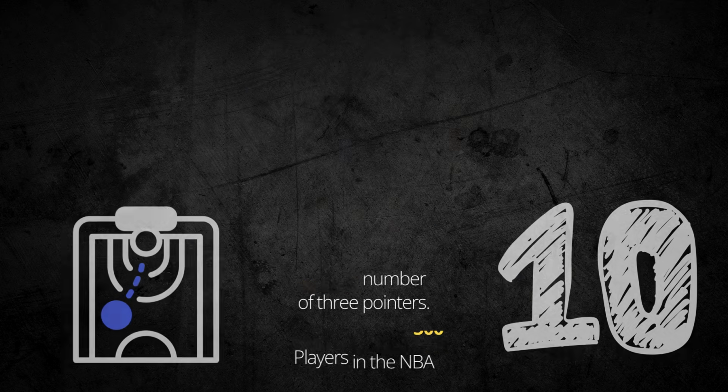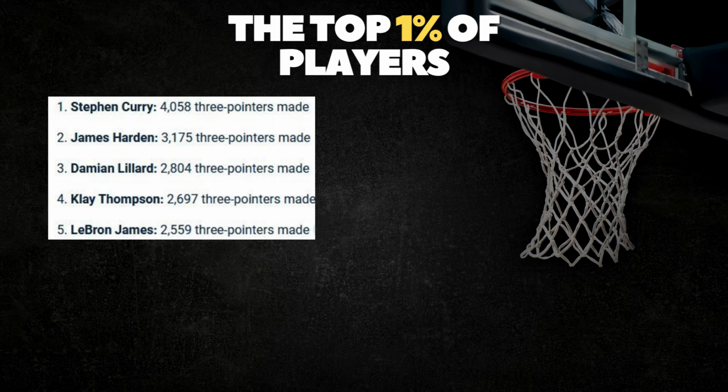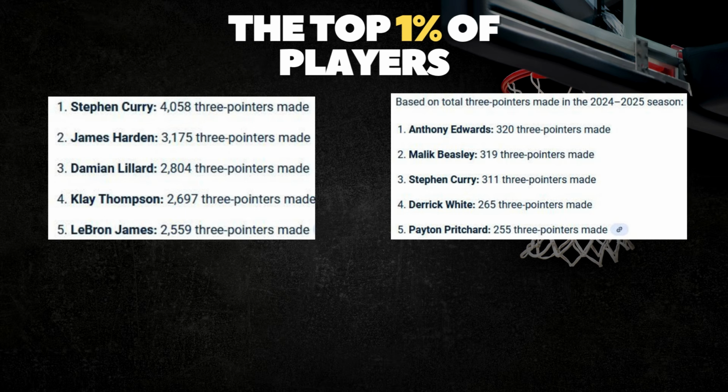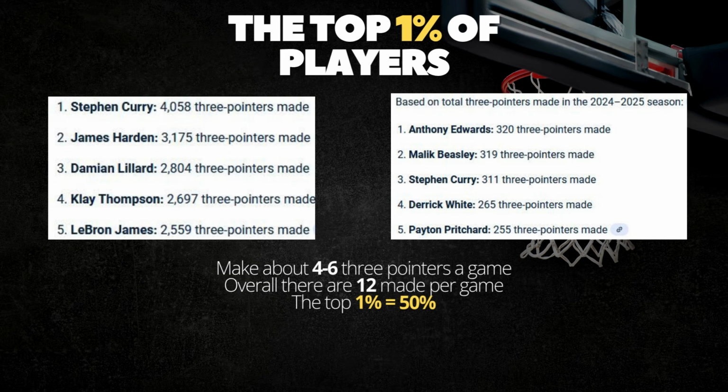But let's just look at that top 1%, the top 5 3-point shooters in the NBA. When you look at these guys, you see that on average, they make about 4 to 7 3-pointers per game. Remember, the average is 12 3-pointers made in a game. So if you're watching an NBA game, on average, you're going to see 12 3-pointers that are made during that game. But if a top 1% player is there, then he will make, on average, about half of those shots.